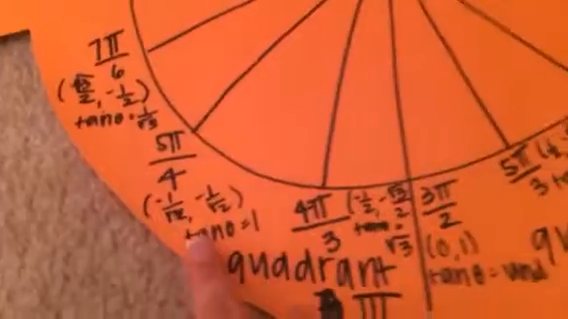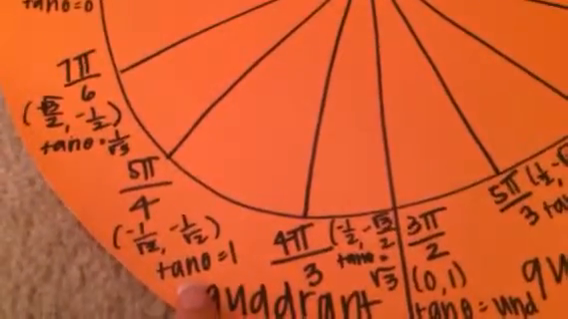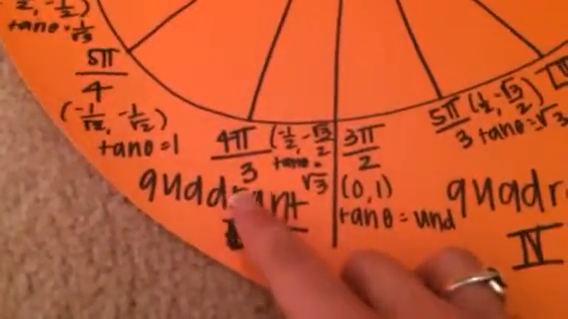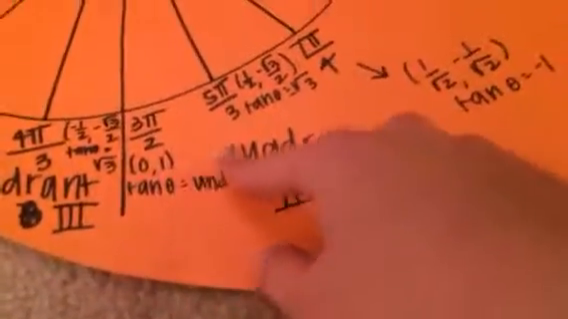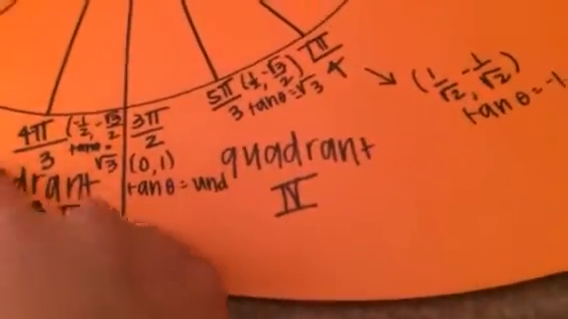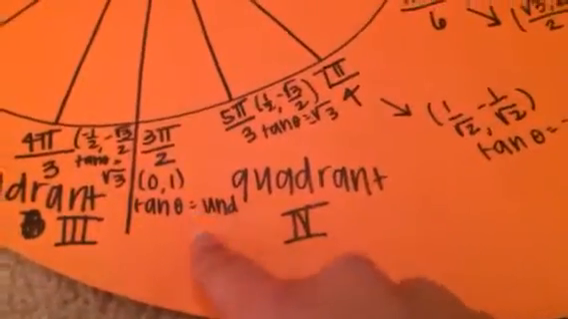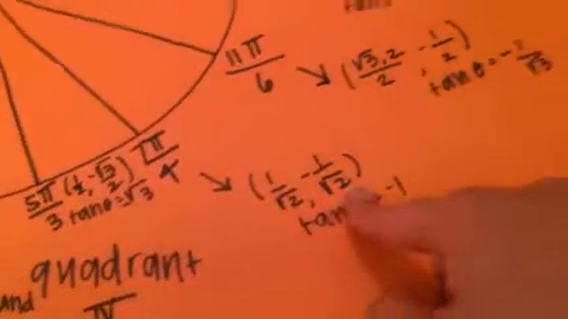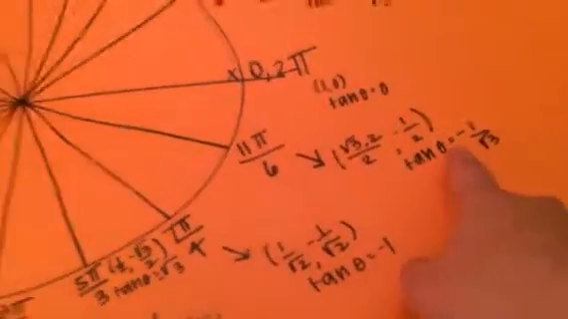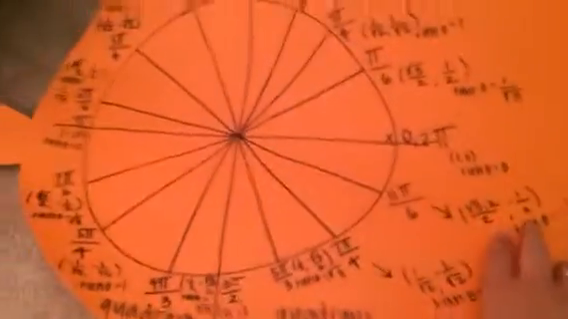So that's that. And then at 5 pi over 4, you have a tangent of 1. And then at 4 pi over 3, you have a tangent of square root of 3. So over here, it follows the same pattern as quadrant 3, except all of these tangents are going to be negative. So you have negative square root of 3, negative 1, and negative 1 over square root of 3. So that is all your tangents.